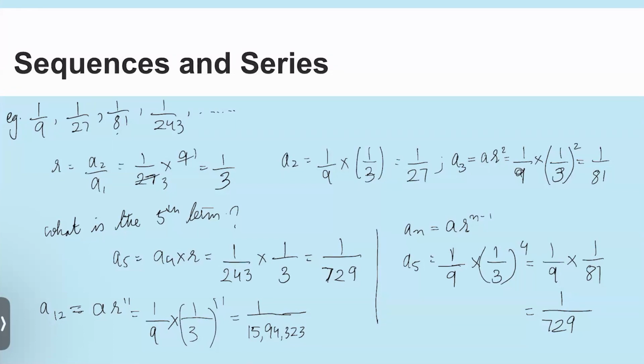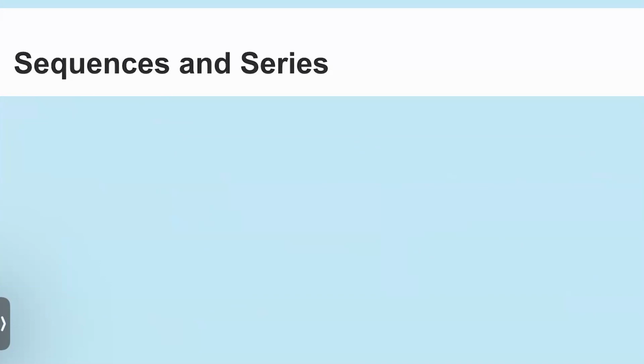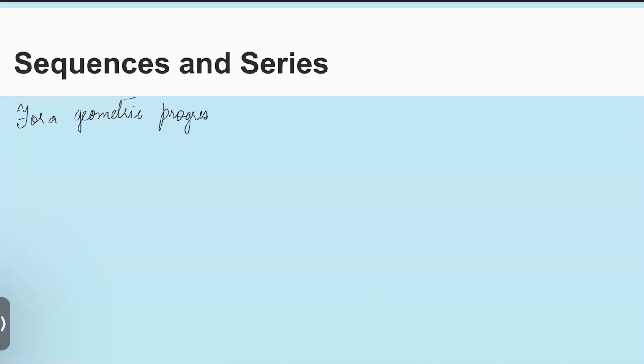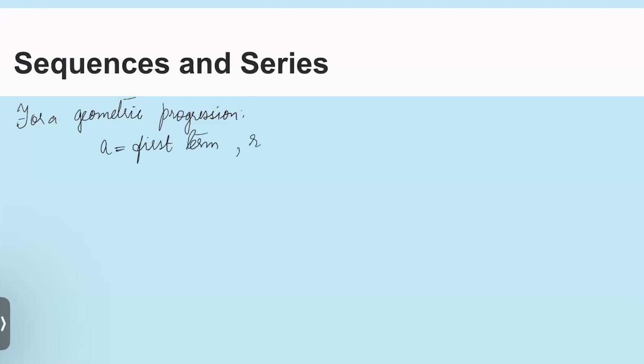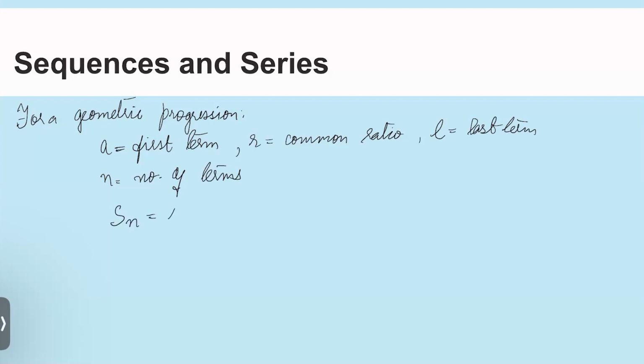Okay, so some terminologies, if we explain it right away, for geometric progression: A is the first term, R is the common ratio, L is the last term, N is the number of terms, and Sn is the sum of first n terms. Okay, so this is what we have.